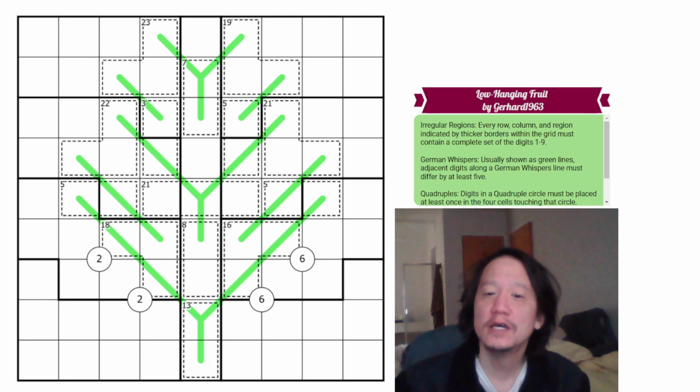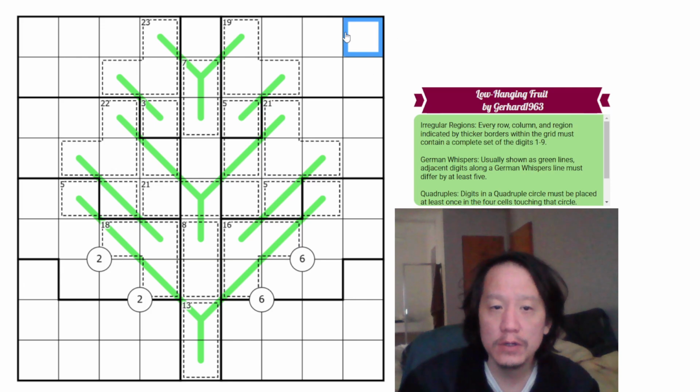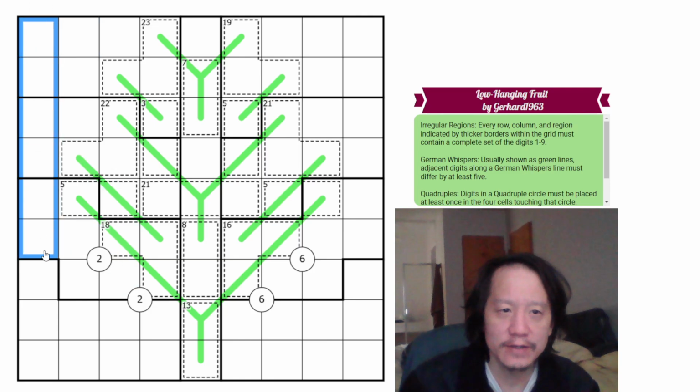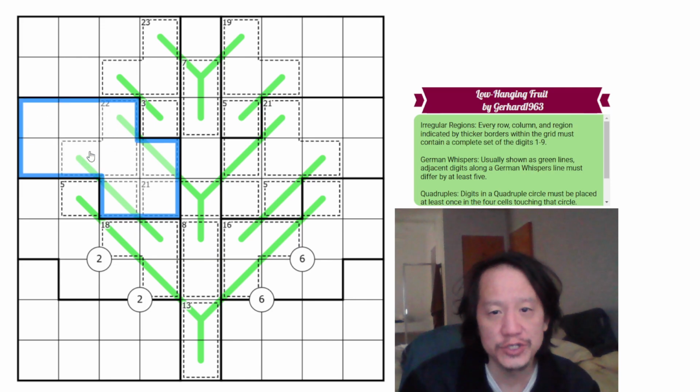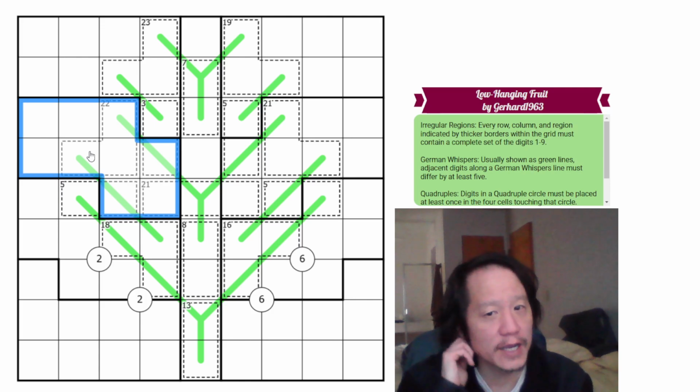Irregular regions. Every row, column, and region indicated by thicker borders within the grid. So this is an example of a region indicated by thicker borders. So is this. So is this. And so is this. These are examples of regions. Must contain a complete set of digits 1 through 9.